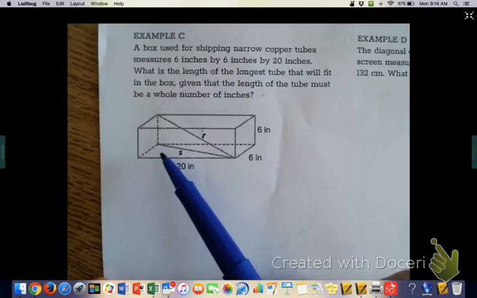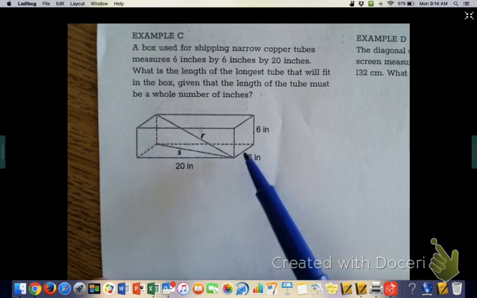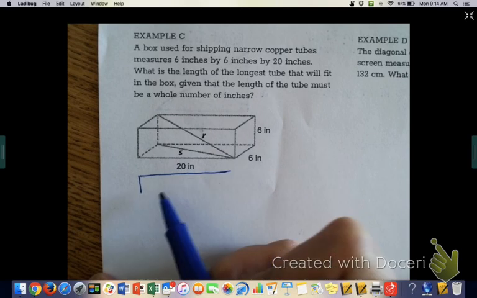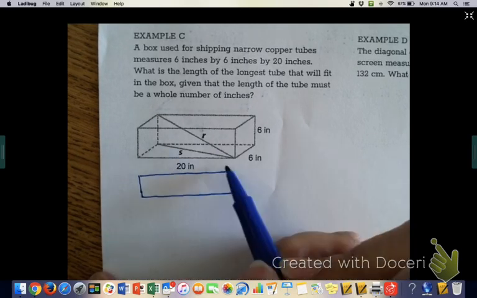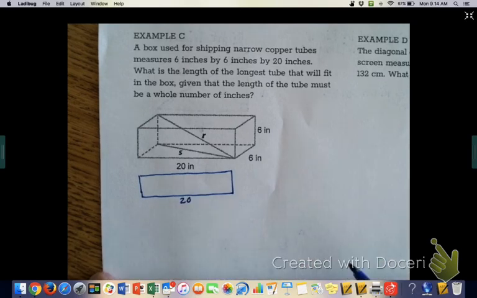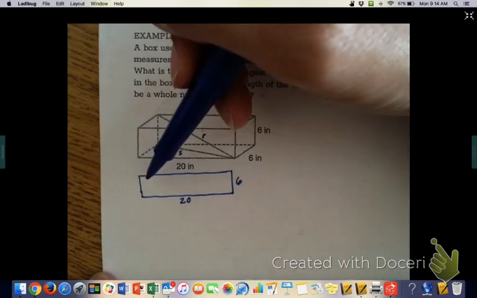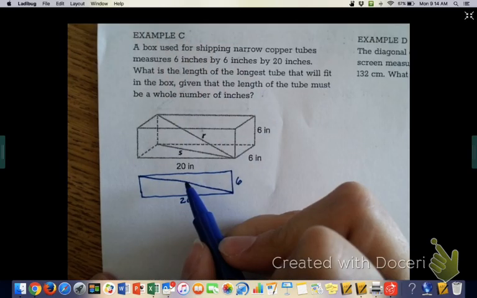So what I want you guys to look at is just the bottom of the box, just the very bottom of the shipping box. In fact, I may draw it more two-dimensionally here, just so I can make sure I know what I'm looking at. So this is the bottom of the box, and it says it's 20 inches across. Right here it tells us it's 6 inches tall, and we are looking for the S. That is not a straight line, but okay.